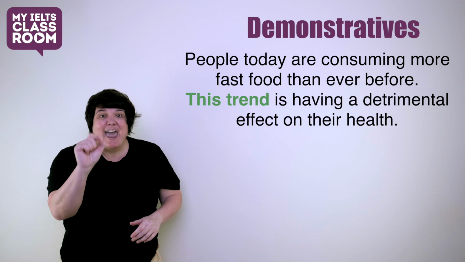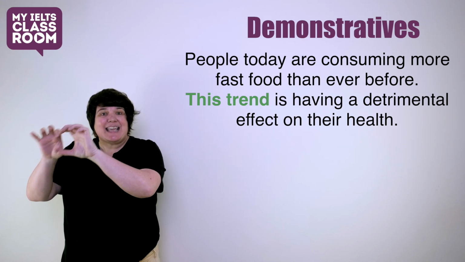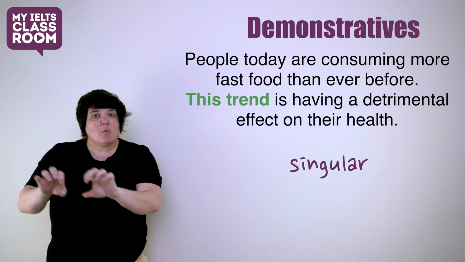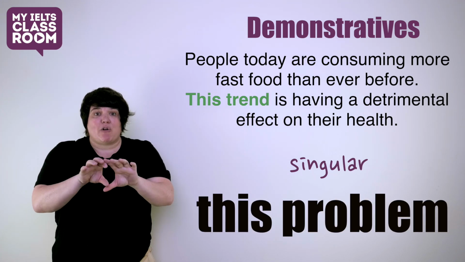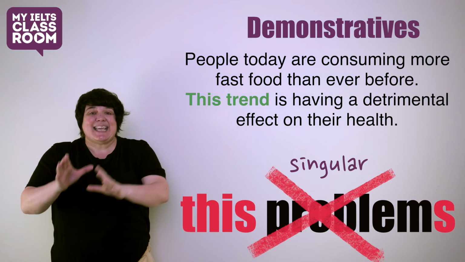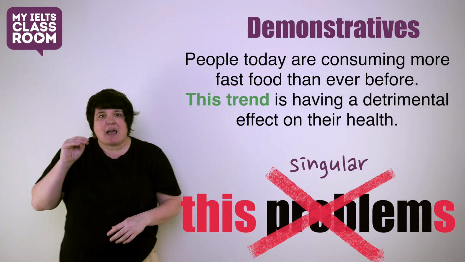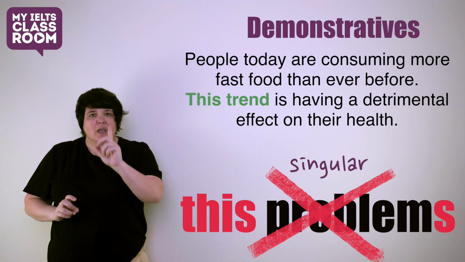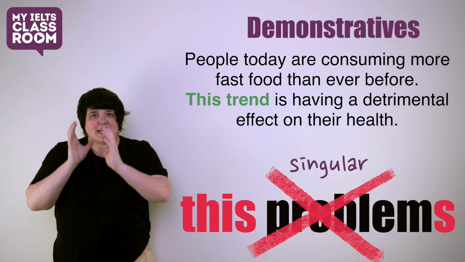Now we must be careful about our agreement because this is always followed by a singular noun. So you must always say this trend or this problem, never this trends with an S or this problems with an S, because this is a singular determiner. I don't know why, but many students have this problem, particularly, I've noticed, if you come from a Russian-speaking country. So if you follow this with a noun, make sure that noun is singular.